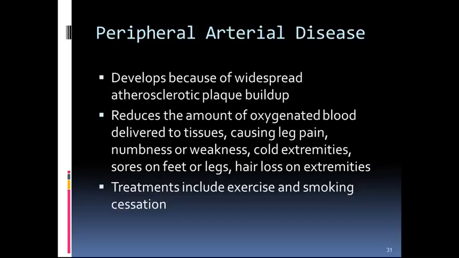It reduces the amount of oxygenated blood delivered to the tissue, causing leg pains, numbness and weakness, and cold extremities. Soreness of the feet and legs and hair loss on the extremities are the first signs. Treatments include exercise and smoking cessation. They can also stent the blockage that is present, and they can also bypass the blockage if it's a major artery in the legs.